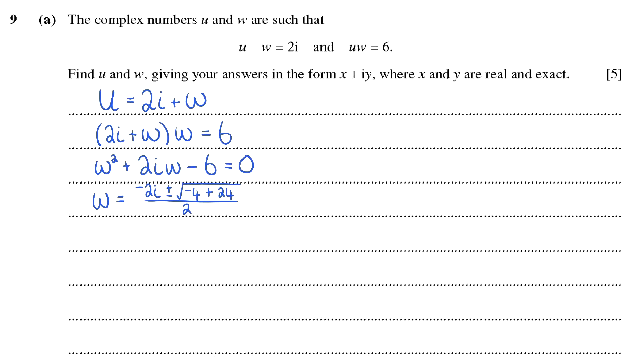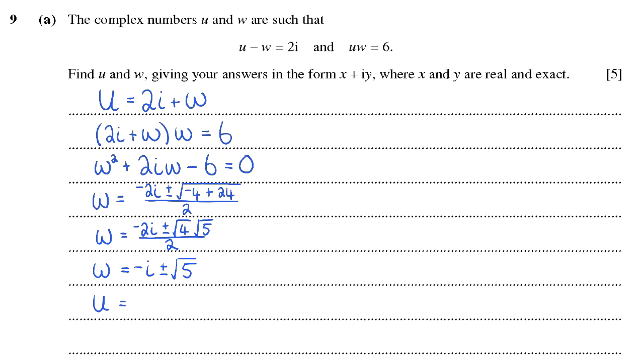That root 20 that we're going to have now can be broken up into root 4 and root 5, and we can, of course, solve root 4. So w is negative 2i plus or minus root 4, root 5, over 2. Root 4 is 2. We can divide the 2 into both terms on the top, and we'll get w is equal to negative i plus or minus root 5. And that's the answer. That's what they wanted us to give.